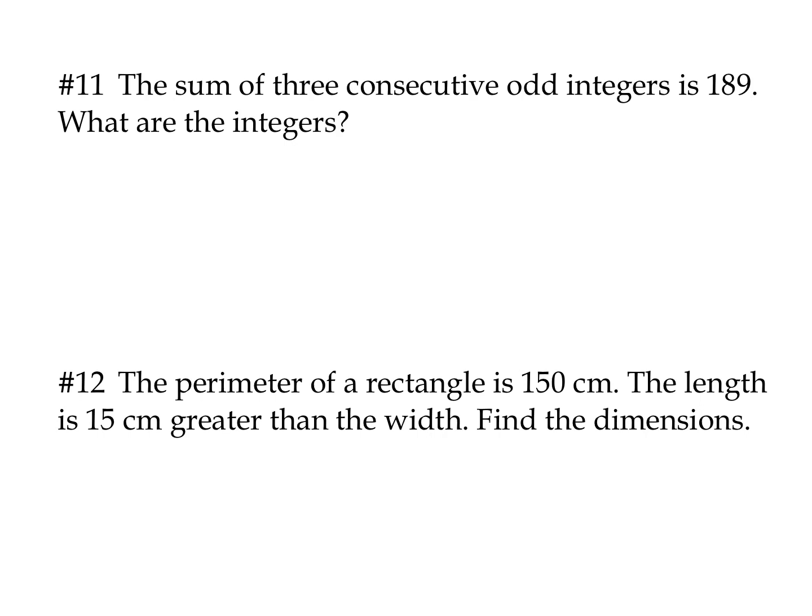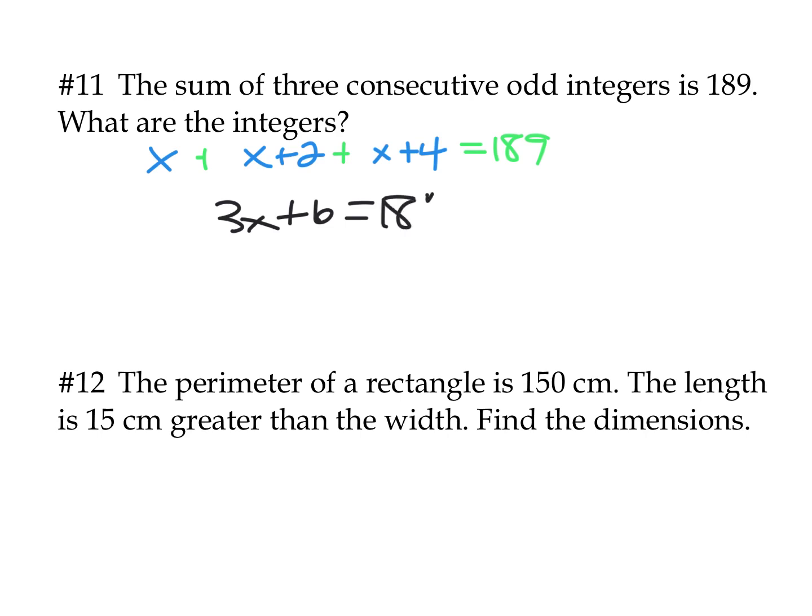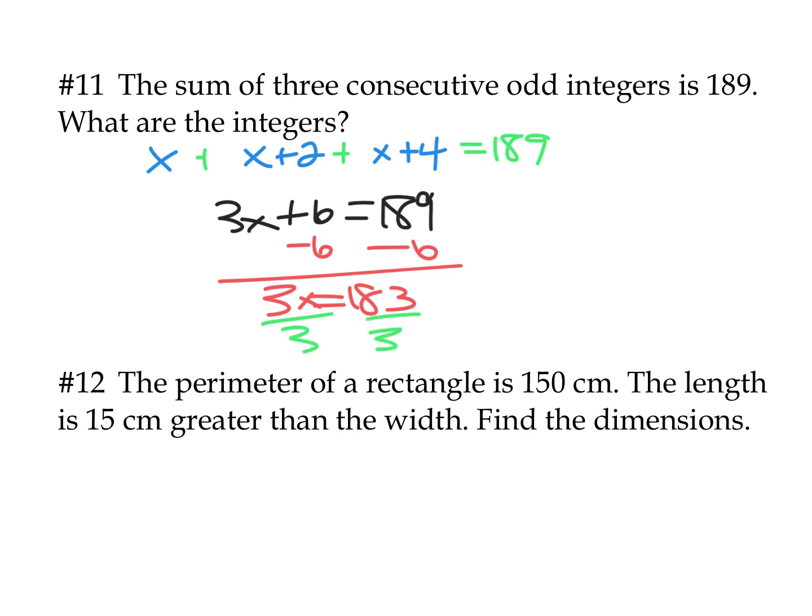So our first integer would be x, and then we'd have x plus 2, and then x plus 4. And when we add these together, it says sum, we're going to get 189. So we can simplify this and get 3x plus 6 equals 189. Then we can subtract 6 on both sides. 3x equals 183. And when we divide by 3 on both sides, we get x equals 61.